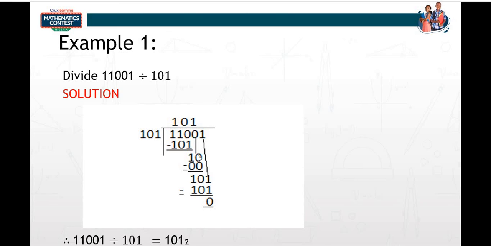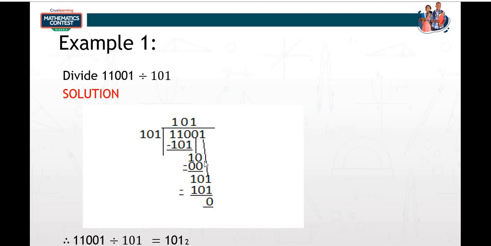I'll bring this down, 0. This cannot, I'll borrow 1 here, put it here, and I have 2 minus 1, which is 1. So I have 10 here. Now I'll try to divide. You can see that this 10 is less than 101, so it cannot be divided by 101. Okay, so we have 0. That enables us to multiply this now, and we have 0 down, so that we can bring down this 1 here.